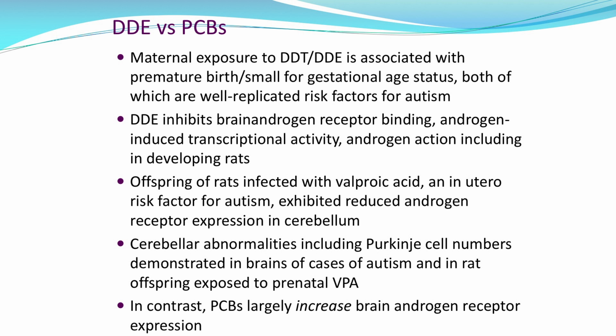DDE also is known to inhibit brain androgen receptor binding, androgen-induced transcriptional activity, and androgen action, including in the developing rat brain. And interestingly, the offspring of rats exposed to valproic acid, a known in utero risk factor for autism, exhibited reduced androgen receptor expression in the cerebellum. As many of you know, cerebellar abnormalities have been demonstrated in the brains of cases of autism, as well as in rat offspring exposed to prenatal valproic acid. And in contrast, it appears that PCBs largely increase, and not decrease, brain androgen receptor expression.